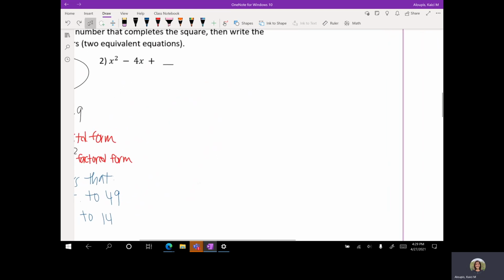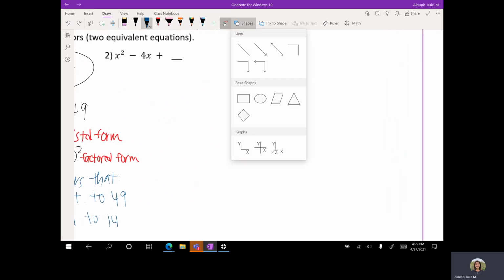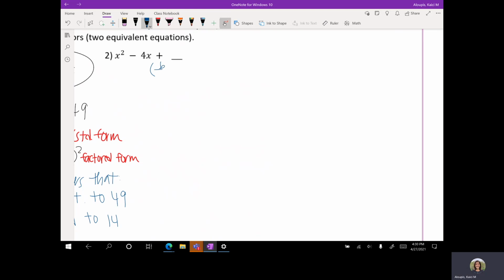For number 2, again, we have to do b divided by 2 and then square it. And that's what we put here. So in this case, b is -4 because it's -4x. So -4 divided by 2, and then we square it. That's equal to -2 squared, because -4 divided by 2 is -2, because one's a negative number, one's a positive number. And then we square it. -2 times -2 is +4. So that's what we're going to add.